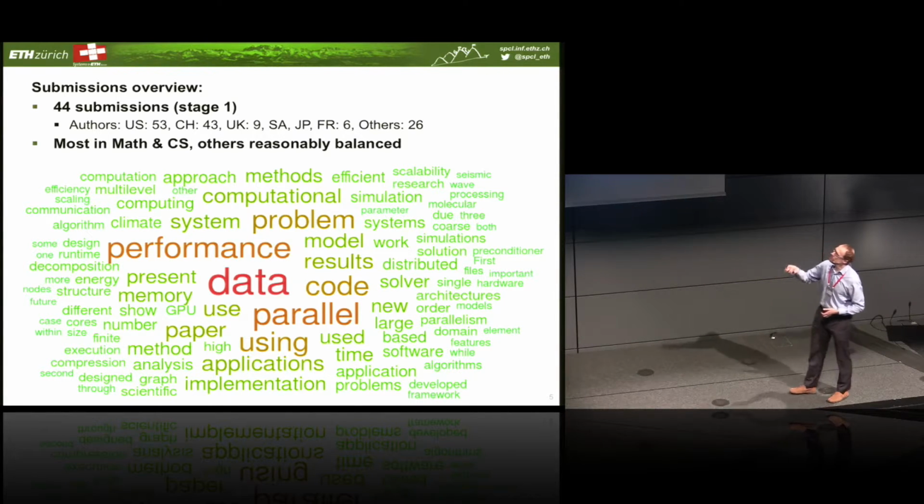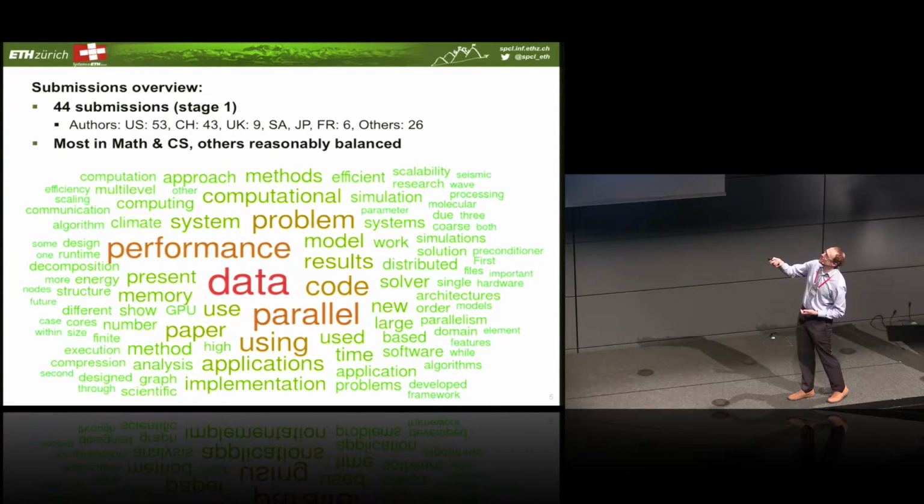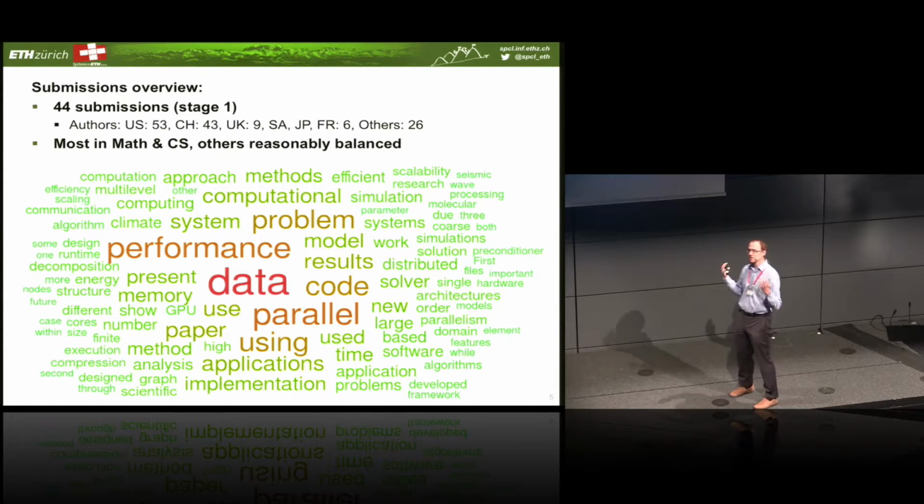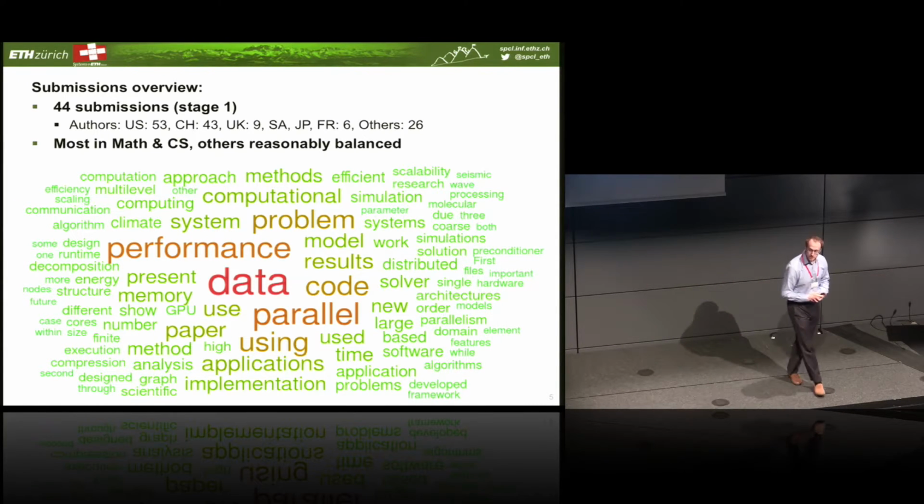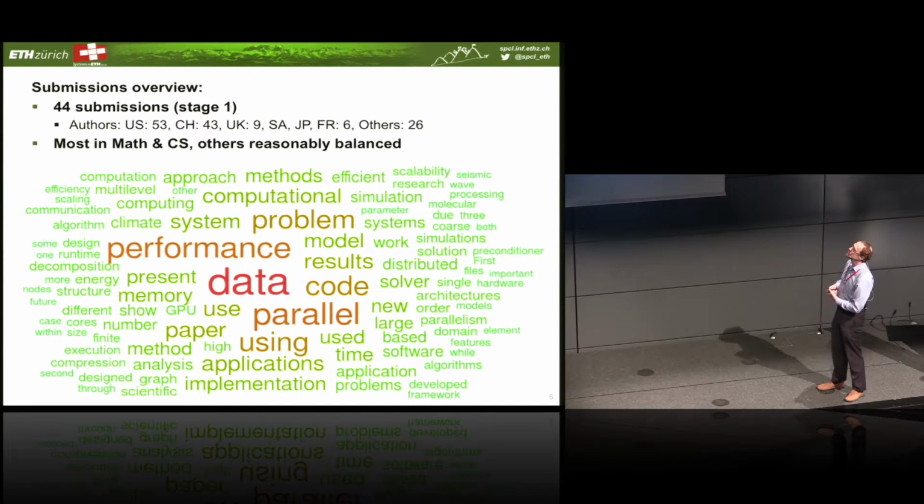And here you can see a wordle of the abstracts, the most common words in the abstracts. We can see data, parallel, performance, code, problem. So really what PASC is about, right? Parallel performance, scientific computing, and of course, large scale and data.